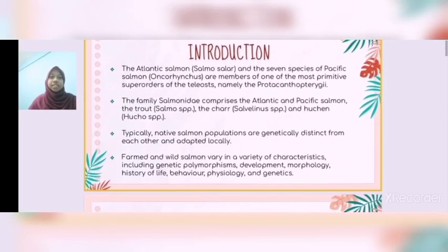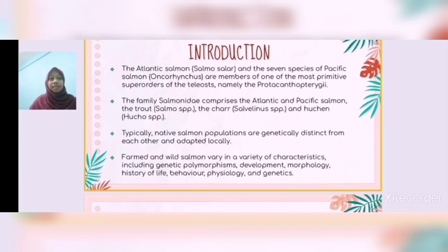For the introduction, the Atlantic salmon, Salmo salar, and the 7 species of Pacific salmon are members of one of the most primitive superorders of the Teleostei, namely the Protacanthopterygii. The family Salmonidae comprises the Atlantic and Pacific salmon, the trout, the chars, and the huchen. Typically, native salmon populations are genetically distinct from each other and locally adapted.